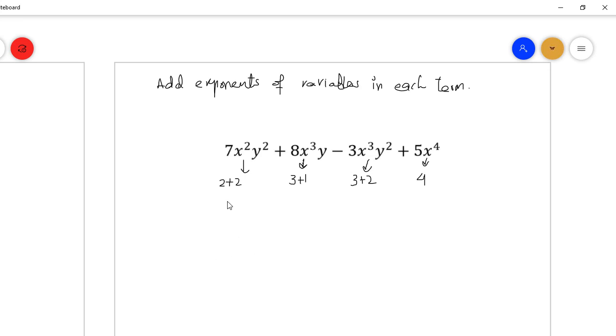Now add them. 2 plus 2 is 4. 3 plus 1 is 4. 3 plus 2 is 5. And this is 4. Now check these. Which one is greater? 5 is greater. So we can say that the degree of this polynomial is 5.